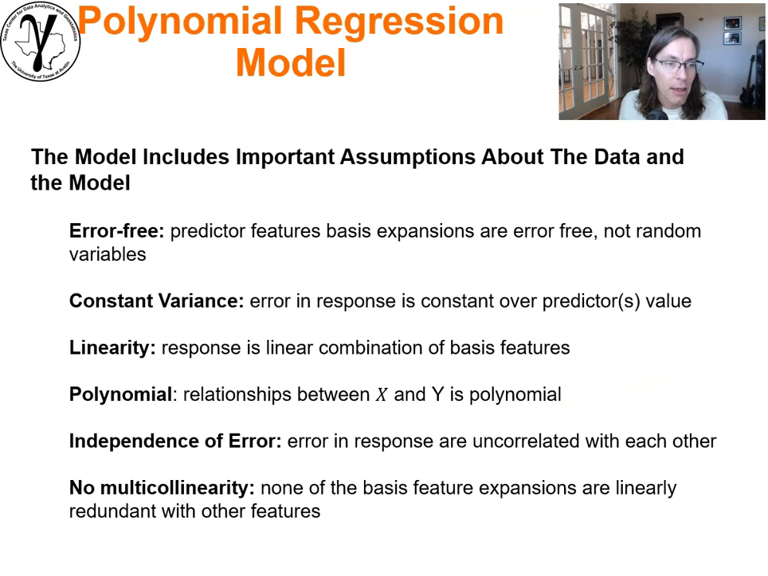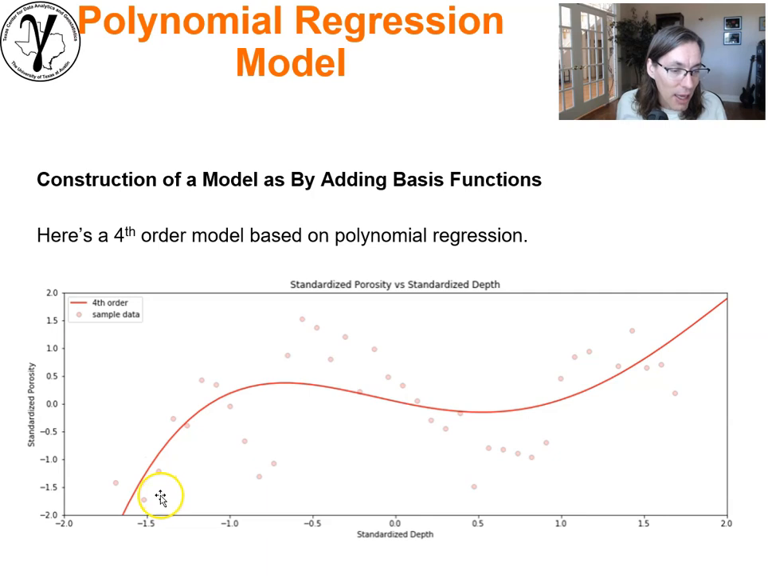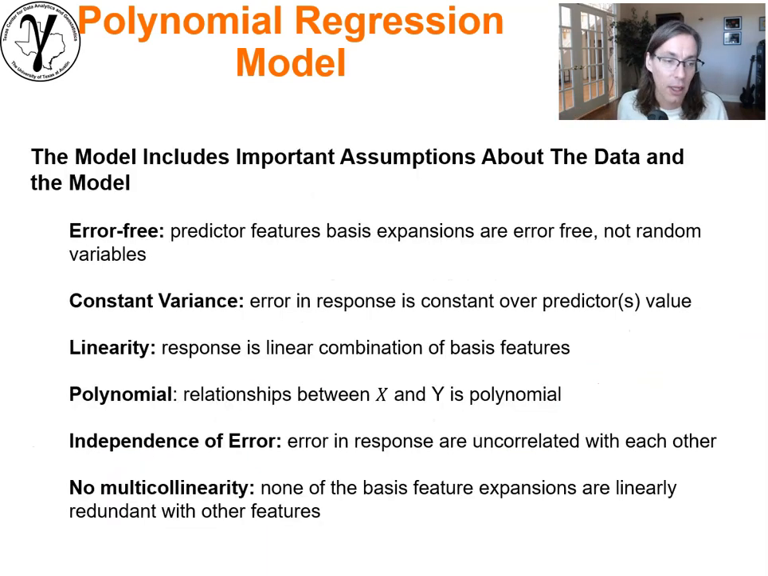We've built a model. Now, just like with linear regression models, there are important assumptions about the data in the model. First of all, we're going to take on a lot of the assumptions of the linear regression model. We're going to say that we're error-free. The predictor features, their basis expansion, are error-free. In other words, we may have error in the data going up and down. We know there's going to be error around this model, but we're not allowed to have error in the x direction. In other words, we're assuming that the individual predictor features and their basis expansion are perfectly known.